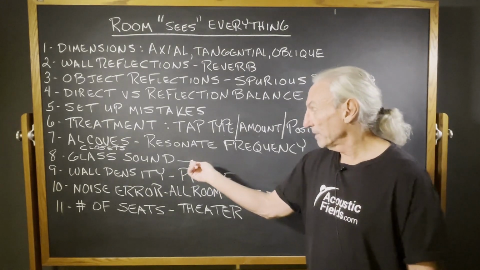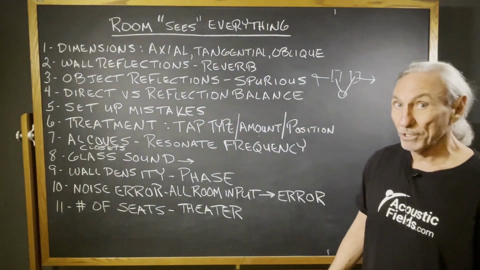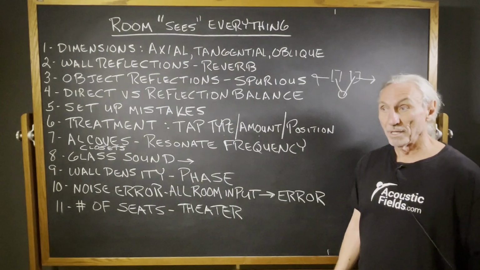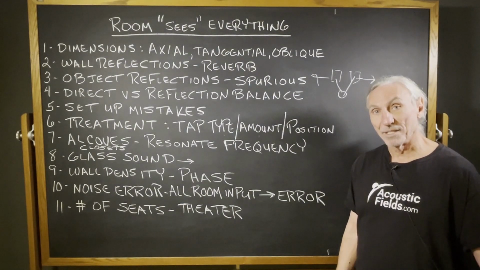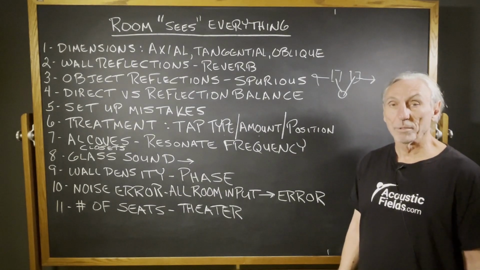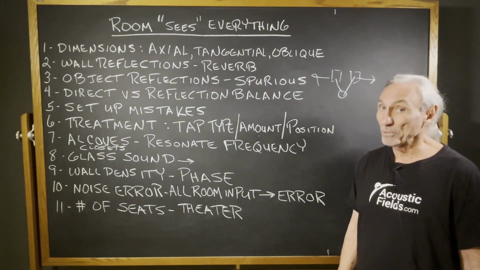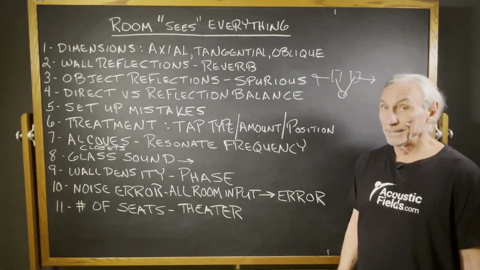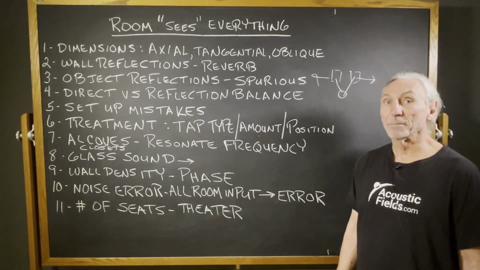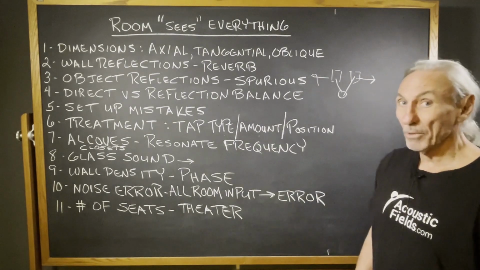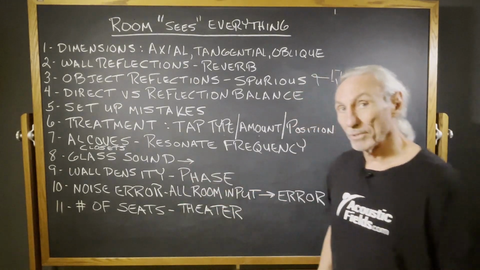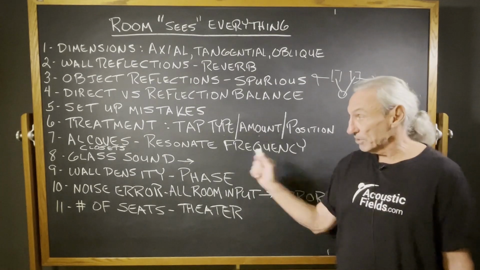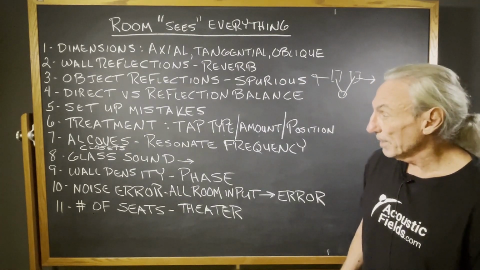Glass sound. Remember, sound takes on the characteristics of the surfaces that it strikes. If you don't believe that, build a room out of glass and listen. And build a room out of wood and listen. If you can't hear that difference, I think you need to try something else, okay? You're in the wrong business. But the bottom line here is sound takes on the characteristics of the surface areas that it strikes. So make sure you're using the right materials.